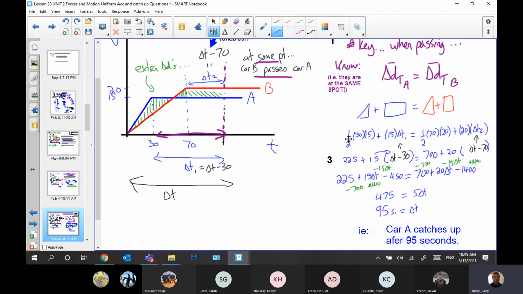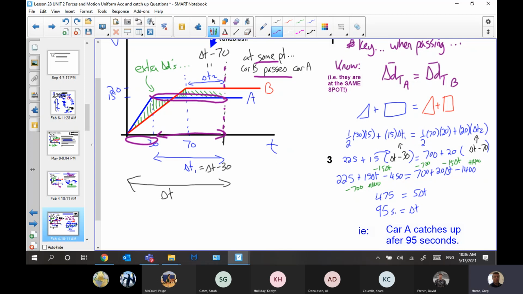Instead, maybe write 1/2 30 15, and then 15 times the delta t minus 30. Because on here you've got your overall time to catch up, the delta t that I'm going to wiggle here, right? And then of course you're not traveling at constant velocity for that whole delta t. You have to take away the 30 from it.